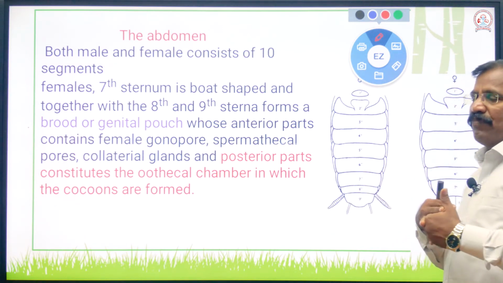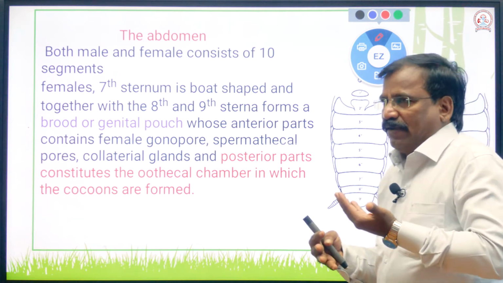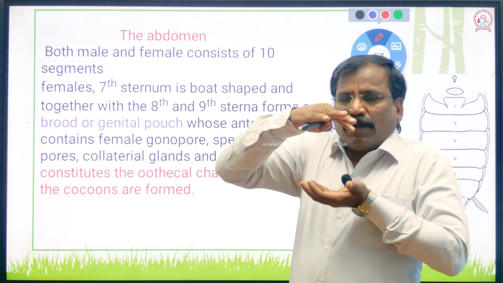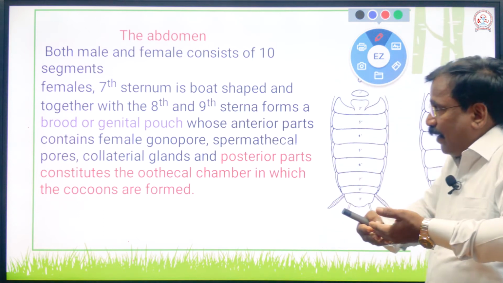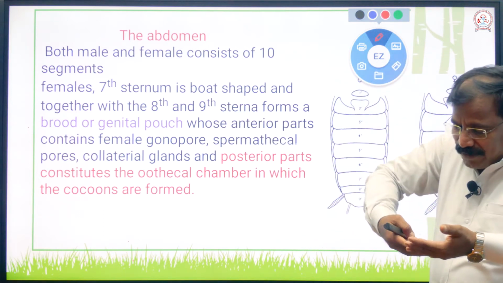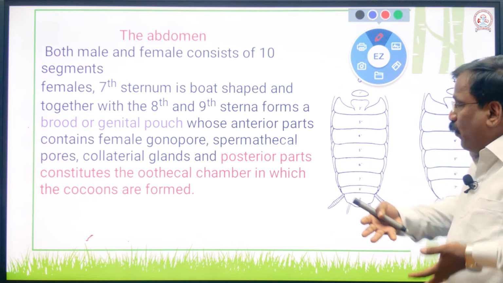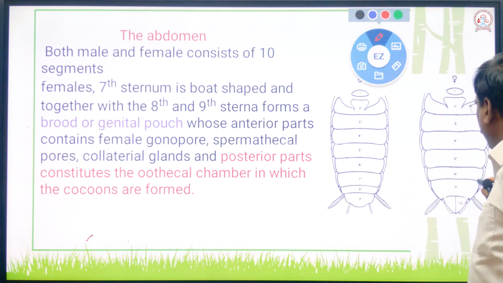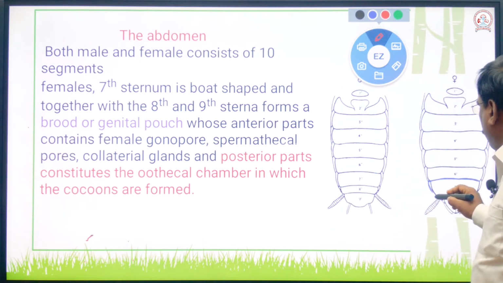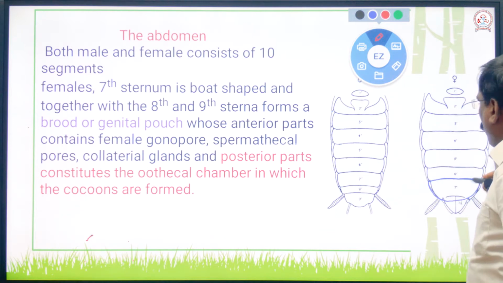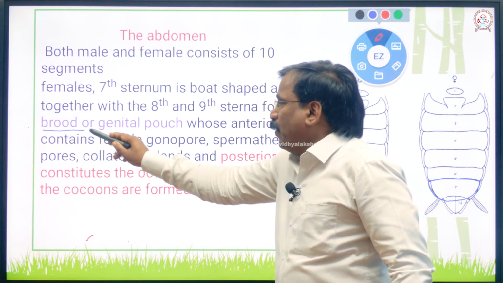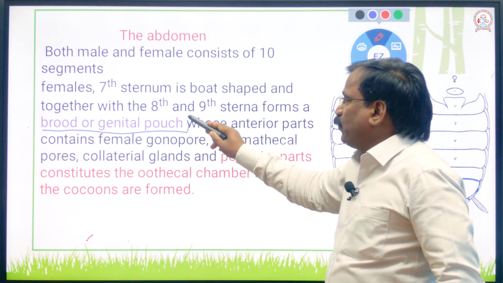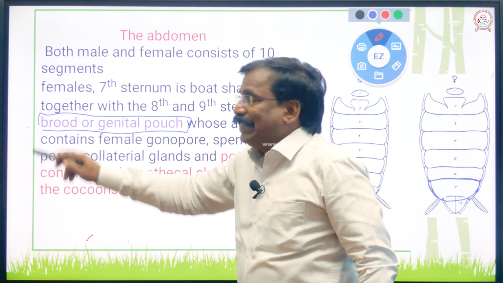Sternum, the lower plate; tergites are the upper plate, and sternum is the lower plate. So, the sterna of the 7th to 10th segments are fused and form a large, broad, boat-shaped structure, which is called the brood pouch or genital pouch.